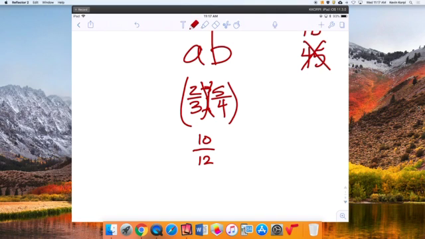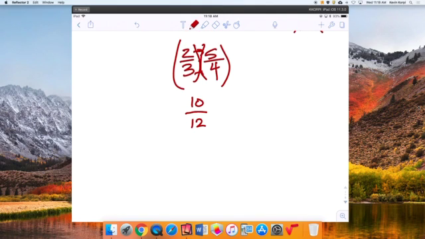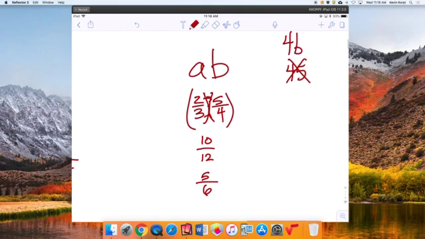Yeah, it needs to be simplified. So we're not done. 12 and 10 are not co-prime. We must divide out their greatest common factor, which is 2. So 10 divided by 2 is 5. 12 divided by 2 is 6. So 5/6 is the preferred answer, okay? Now, can we refine this process anymore?